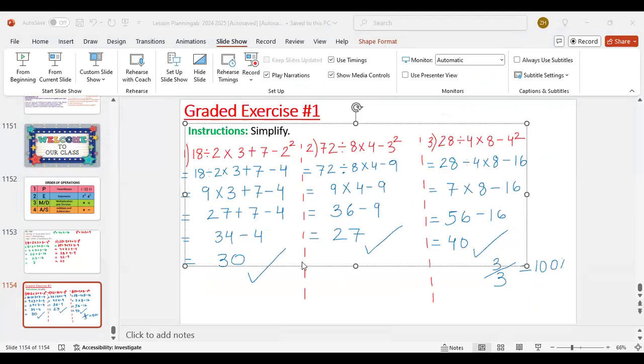Again, put an I inside the chat if you feel like you understand it so far. Put an N if you do not understand it. All right.